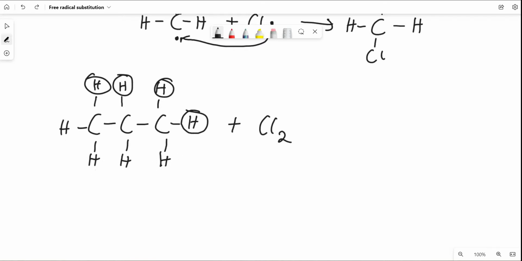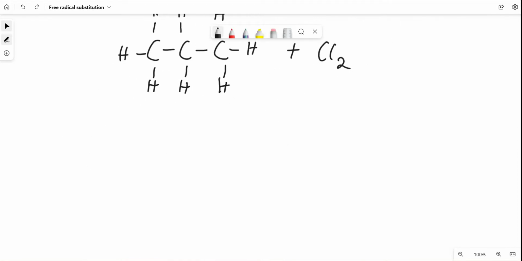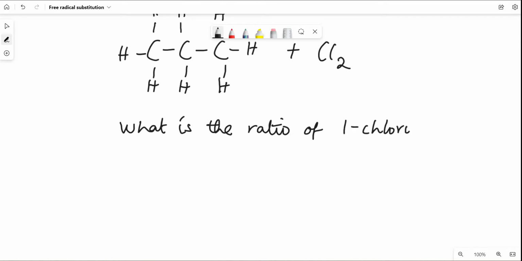So the exam might ask you, let me write it down. What is the ratio of 1-chloropropane to 2-chloropropane? And it's not 2 to 1 as you would think.